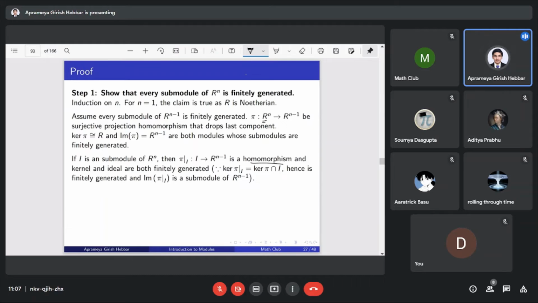Why? Because the kernel of pi restricted to I is nothing but the kernel of pi intersected with I. Since the kernel of pi is finitely generated, the kernel of pi intersection I is finitely generated, and the image of pi restricted to I is a submodule of R^(n-1). So again, by the induction step, every submodule of R^(n-1) was finitely generated. So this image is also finitely generated.